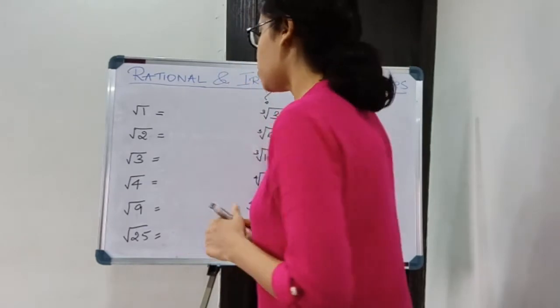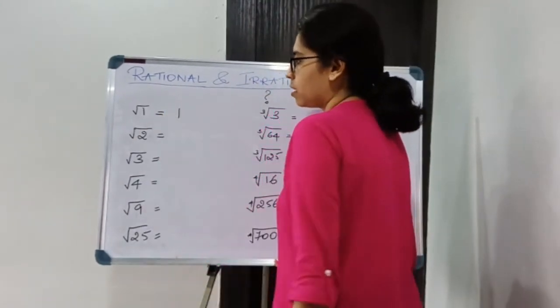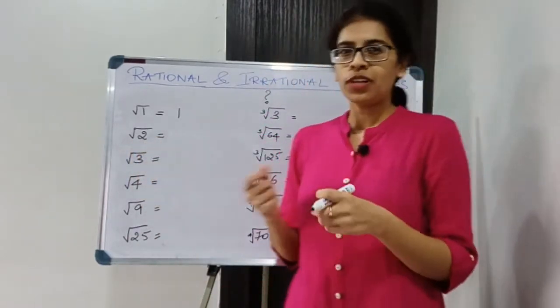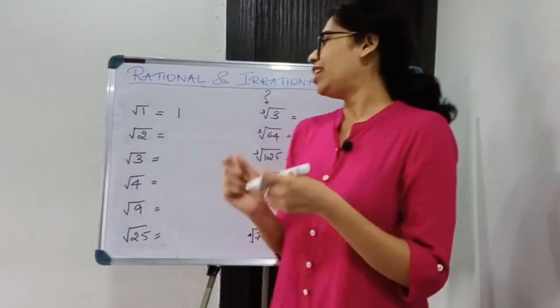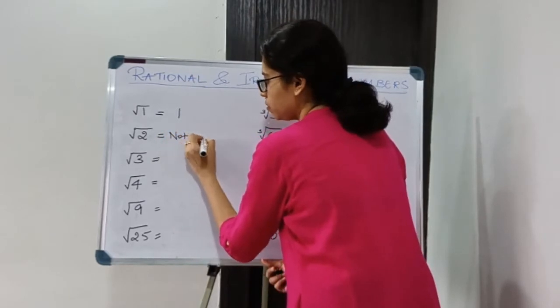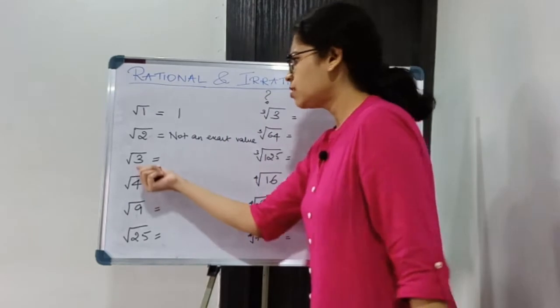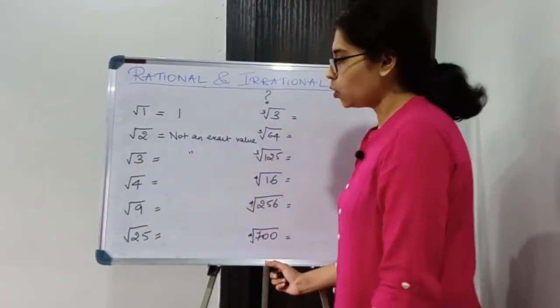So coming to the first one, root of 1. Square root of 1 is 1. Square root of 2. If you try to find the value of square root of 2, you are not going to get some exact value. Okay, so let me write down: not an exact value. And similar case with root 3. So let me write down: not an exact value.